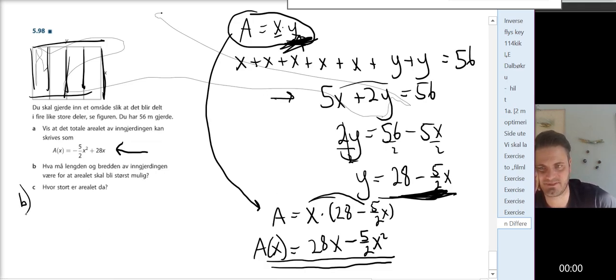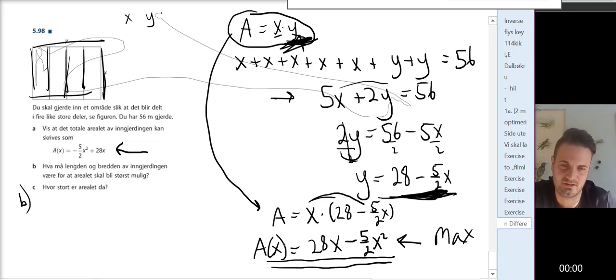Then exercise B asks what the length and width must be, what x and y must be, if you want the area to be as large as possible. So I want to maximize this area, which means I have to find the maximum point of this function. I could draw the graph on GeoGebra, or use CAS for that matter, but let's do it by hand, just for fun.